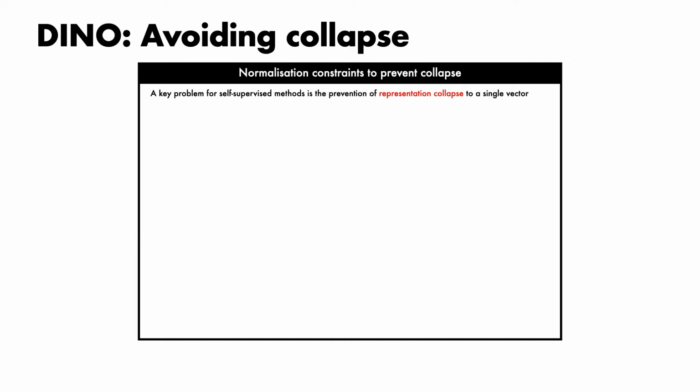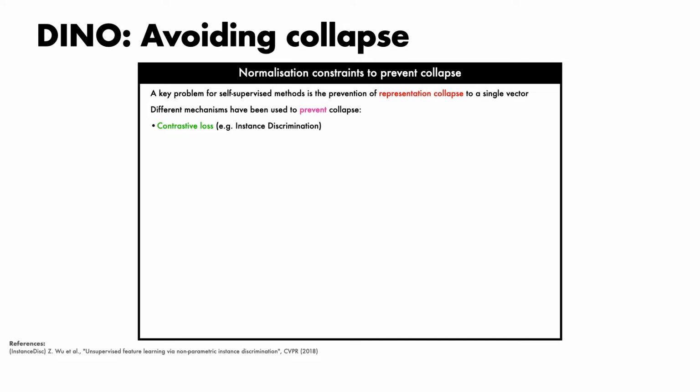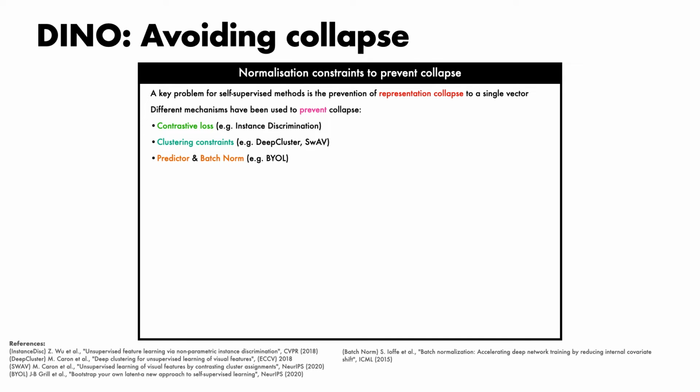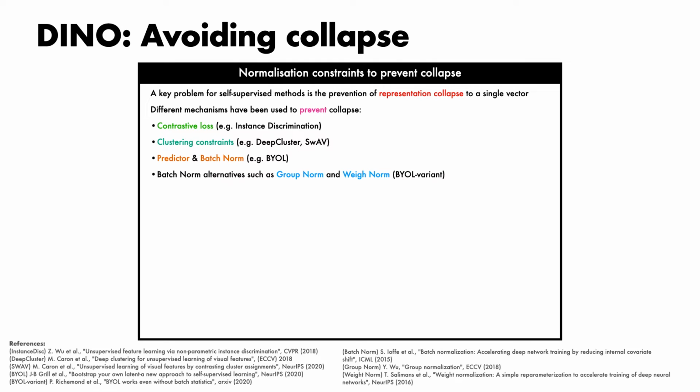One of the key challenges associated with training self-supervised methods like DINO is the question of how to prevent representation collapse, in which the outputs of the model become a single vector that trivially satisfies the loss function. A number of different mechanisms have been explored to prevent this collapse from happening, which include the use of a contrastive loss, clustering constraints, the use of a predictor subnetwork in combination with batch norm, and alternative variants that replace batch norm with other normalization strategies like group norm and weight norm.